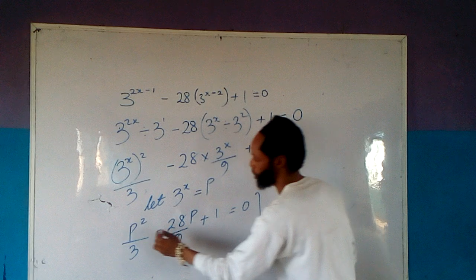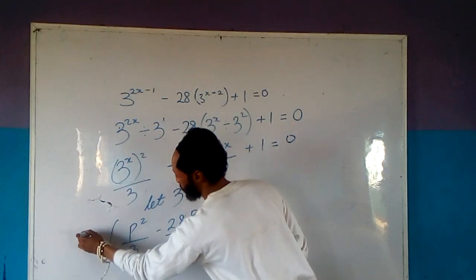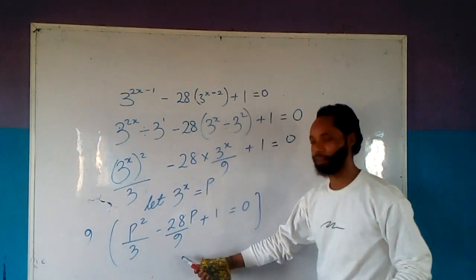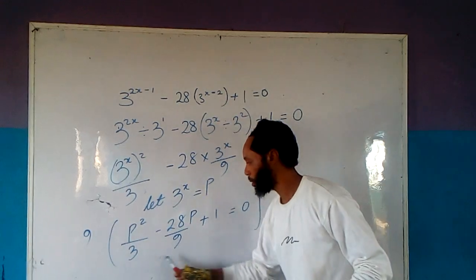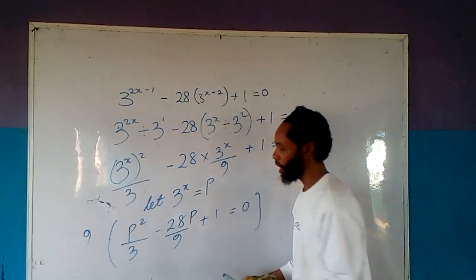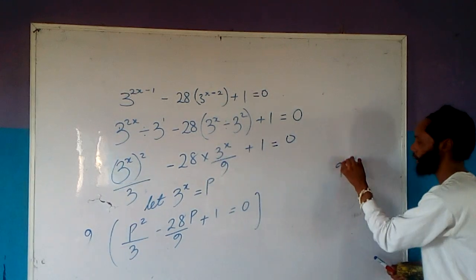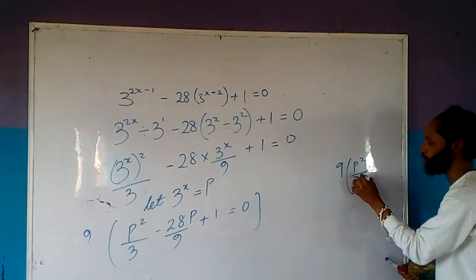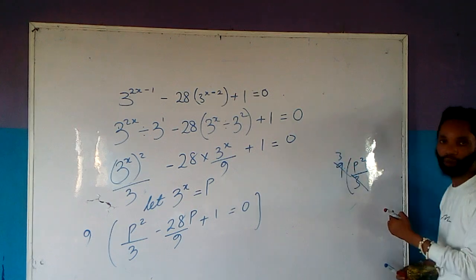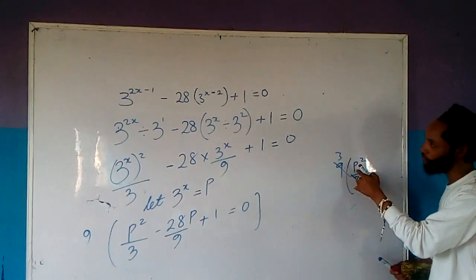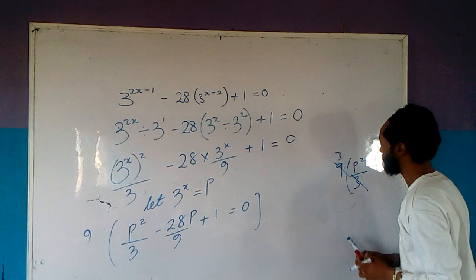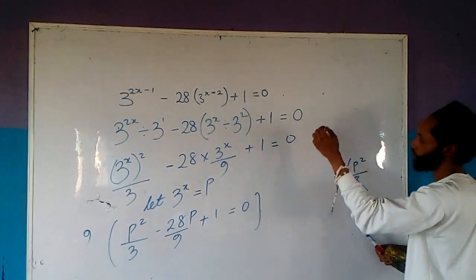Now, what do we do next? To eradicate the fraction, multiply through by the LCM of the denominators, which is 9. If I multiply this by 9, what will happen here? I'll have 9 times p squared over 3. If this cancels, you are left with 3 times p squared, what will you get? 3p squared. Let me write it somewhere here.